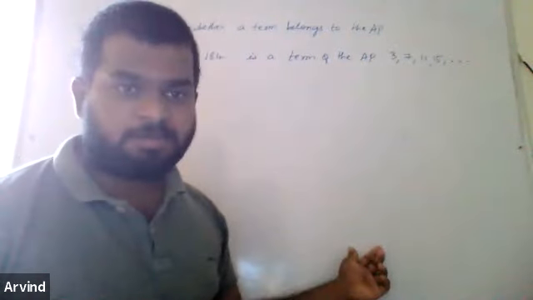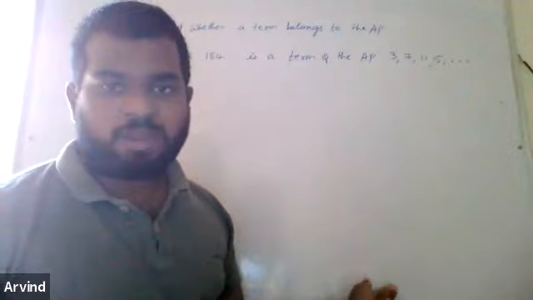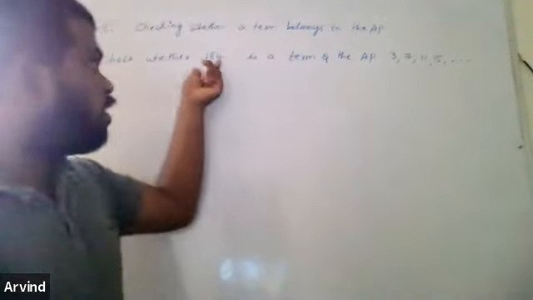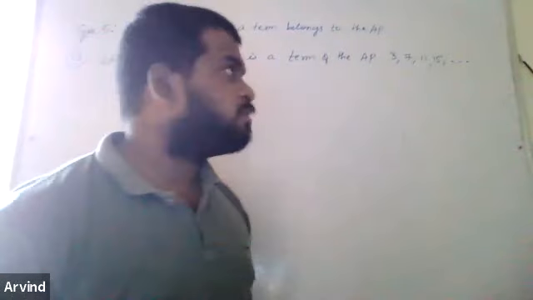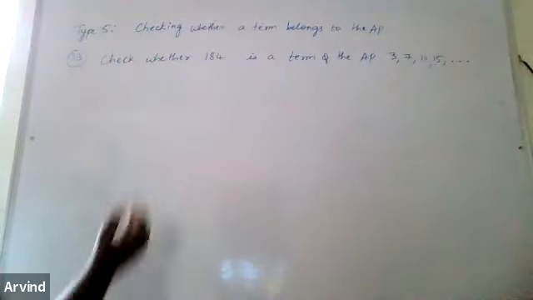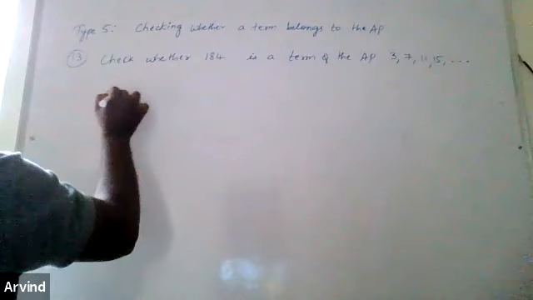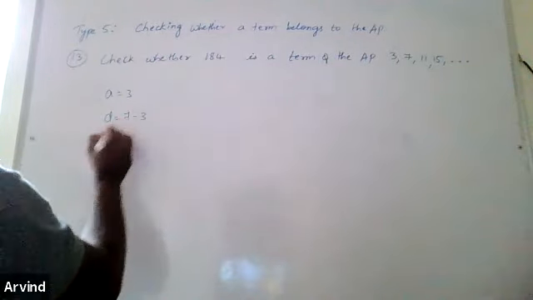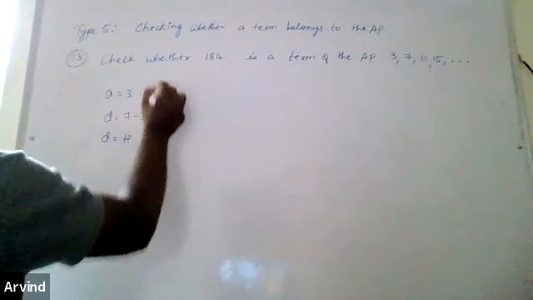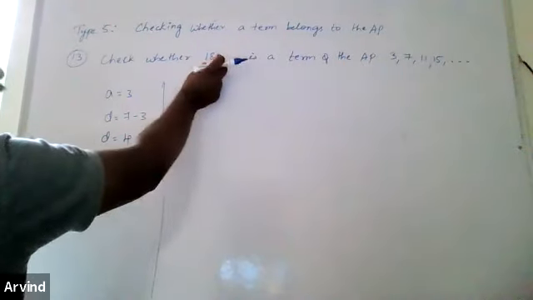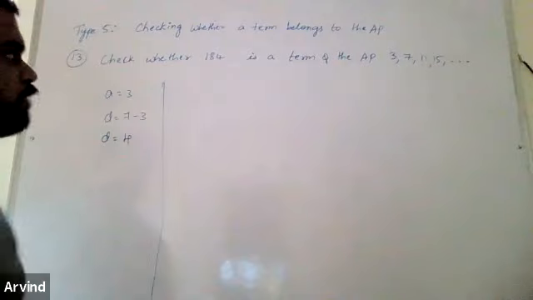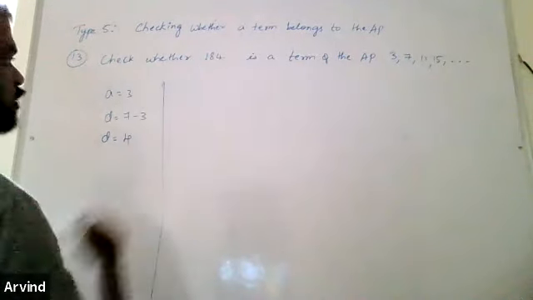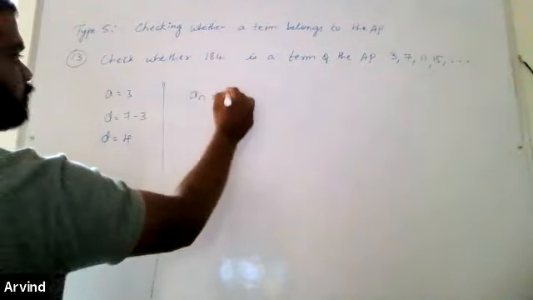Simple words, same thing: find the value of N. If you're getting it as a negative, fraction, or a decimal, it doesn't belong to the AP. If you're getting anything else, it belongs to the AP. The first problem I'll do and show you. Your A value is 3. Your D value is 7 minus 3, which comes out to be 4. We don't know whether it is a term of the AP. We'll assume it is a term of the AP, and I don't know the position, so let me take it as AN.